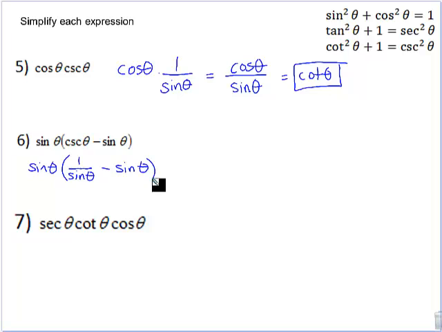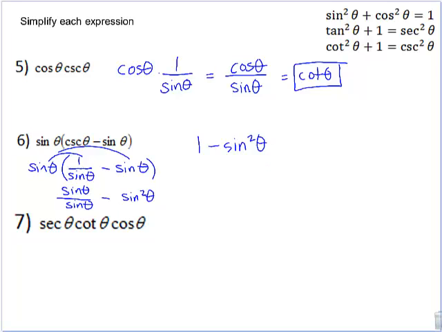What do you think you'd want to do with the sine of theta in front of the parentheses? Yeah, probably distribute it. So we distribute it, and then we would have sine of theta over sine of theta minus, what would be sine times sine? Yeah, sine squared of theta. Well, what would sine of theta over sine of theta simplify down to? Just 1. They're exactly the same. So we have 1 minus sine squared of theta.